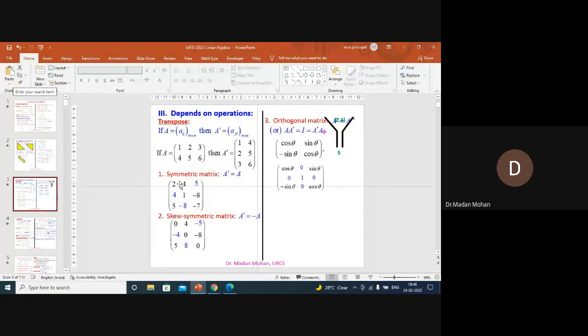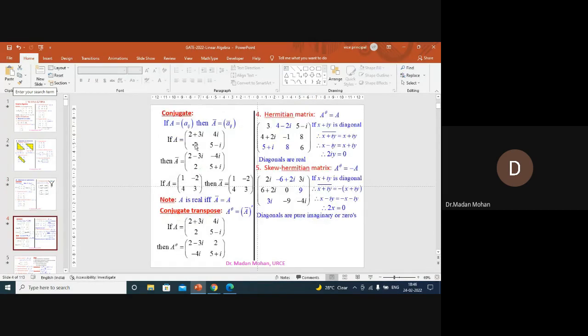A matrix is said to be symmetric if A transpose equals A. Never say a rectangular matrix is symmetric. It should be a square matrix. All square matrices are not symmetric, only those square matrices whose transpose is itself. Next, if A transpose is minus A, we call it skew symmetric matrix. If A transpose equals A inverse, we call it orthogonal matrix. That can be written as A into A transpose equals I equals A transpose into A.